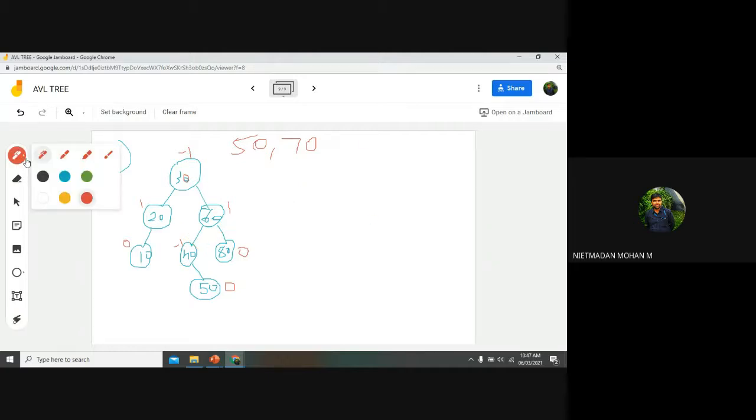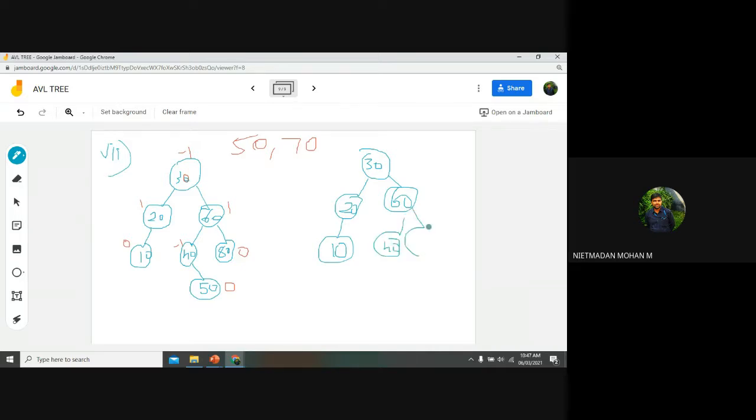So when you are inserting the next element, 30, 20, 60, 10, 40, 80, 50. So where do I want to insert the 70? Left side of 80, sir. Left of 80. So left side of 80, I want to insert the 70.